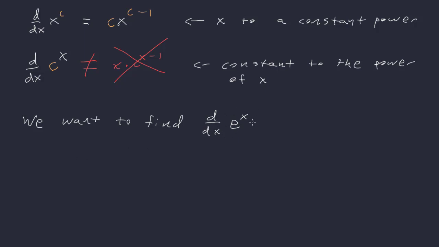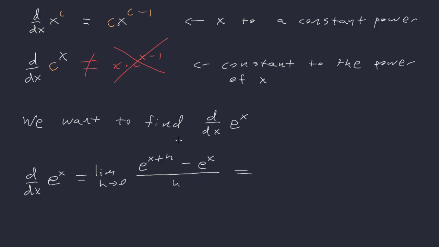Okay, and so to do that, we'll go to the definition, the limit definition. So the derivative of e to the x will be the limit as h goes to 0 of e to the x plus h minus e to the x all over h. Okay.